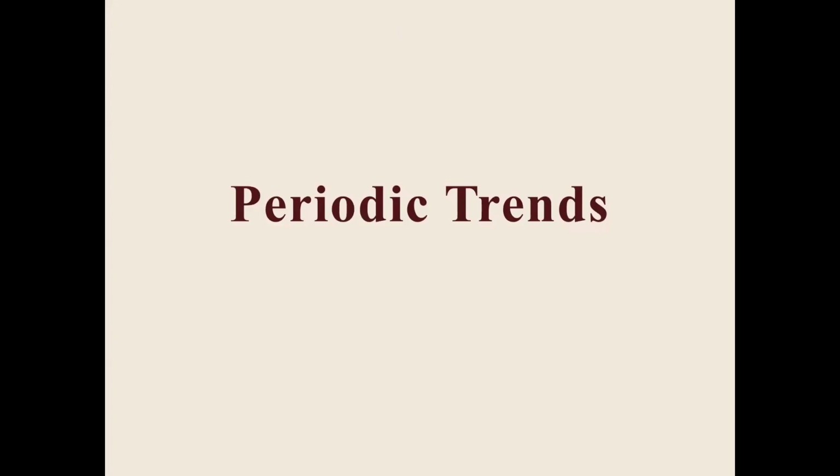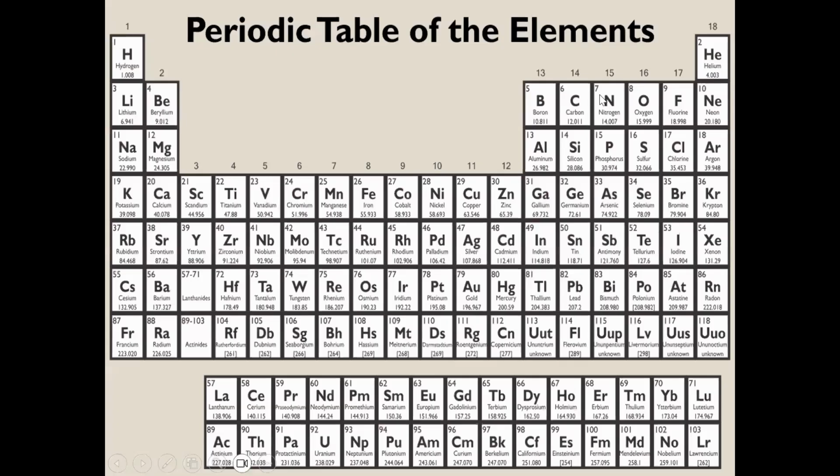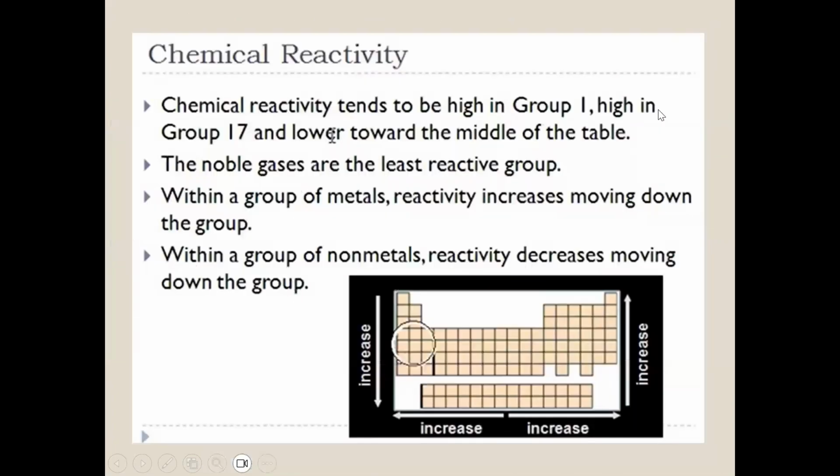About the periodic trends. Last video, I explained the periodic table and its general characteristics. As I mentioned before, the periodic table has vertical groups starting from group 1 to group 18. Group 18 is the noble gases, and there are horizontal rows, or periods. To the right we can find non-metals, to the left we can find metals.